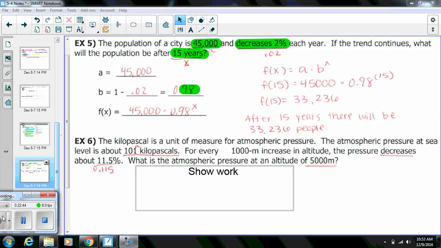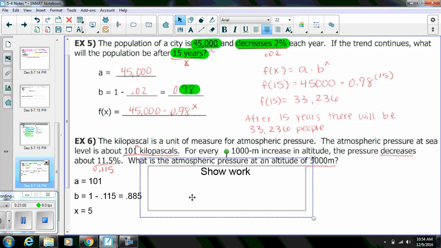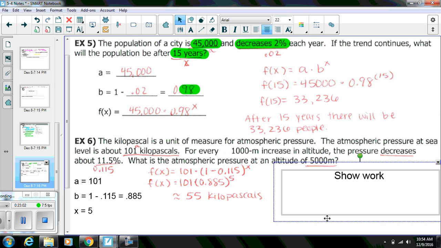So go ahead and pause the video, try this one on your own, come back and check your work with mine. So as you can see, I've labeled all of my information and I showed all my work.